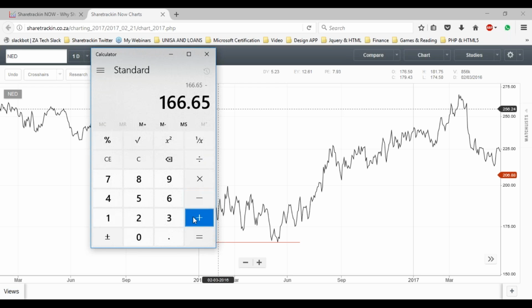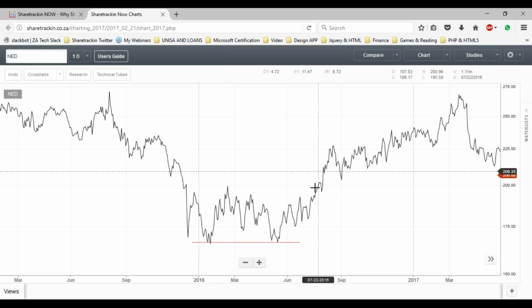So what do you do? You deduct, you put the minus sign, and we say we want to deduct 15% from that. Now 15% of 166.65, if you want to round this down, it's actually 25 Rand. So if you want to round down this number, it works out at 25 bucks. Now that means that my stop loss should be in the region of about 141.65. That's your initial stop, 141.65.